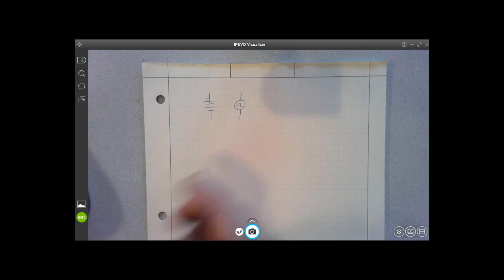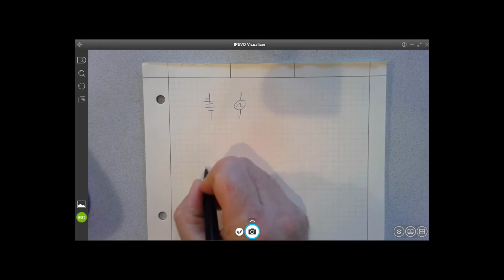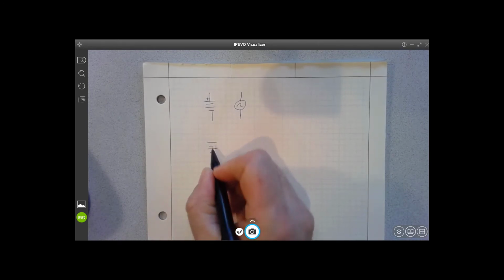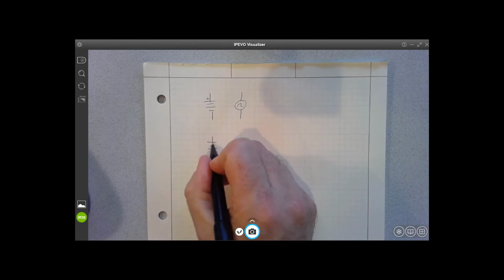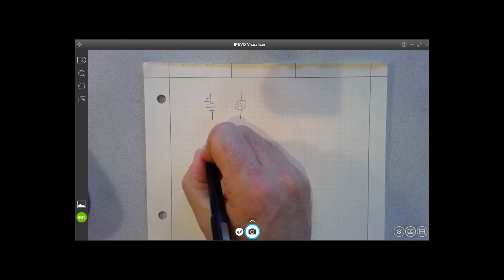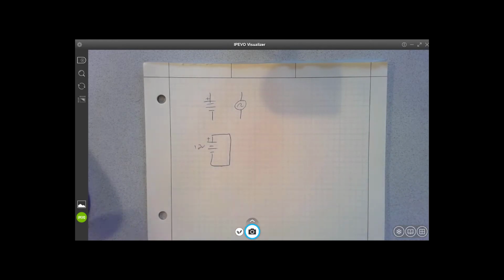What else do we need to have? We need to have conductors. So let's say we had our DC power supply, and we just connected it from one end to the other with conductors. And this is a 12-volt supply.